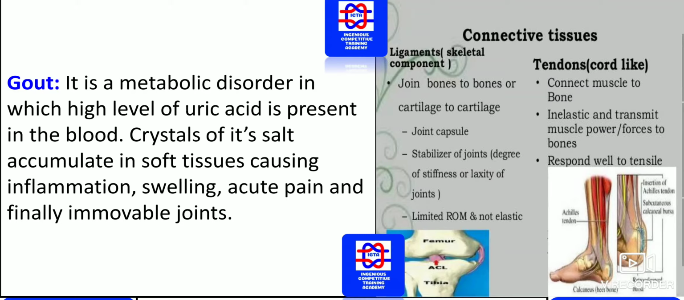You can go through how the figure looks and exactly where the locations are, the soft places where gout occurs. These are tendons, cord-like structures that connect muscles to bone. So you can see exactly what gout looks like.